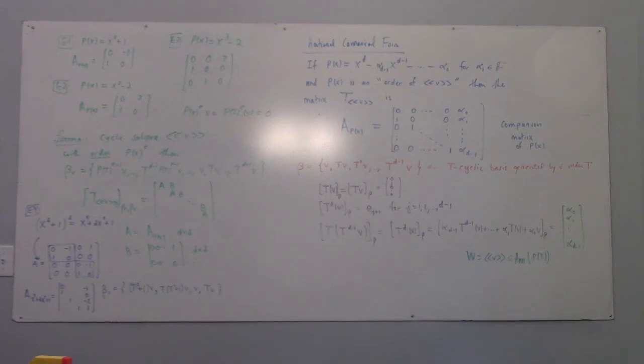Alpha d minus 1. No, I should have 0 here, right? Yes. Because I take minus the constant, minus the linear, there's no linear, minus the quadratic, and then minus the next to leading order, which here is cubic. So this is the companion matrix of that.